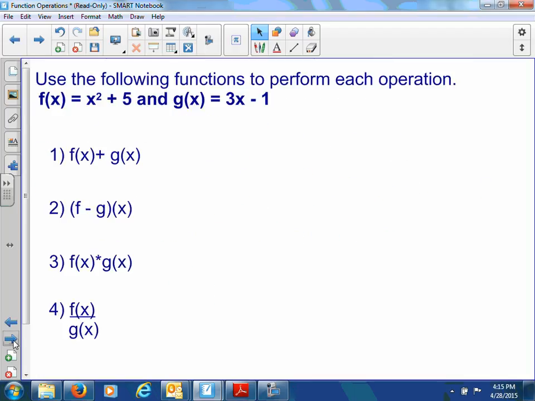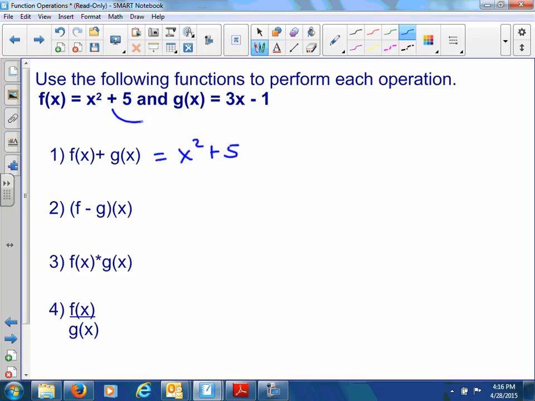Okay, looking at another example. We've got f of x and g of x here, and I want to add f of x plus g of x. That's going to give me x squared plus 5 for my f of x plus 3x minus 1 for my g of x. I'll combine like terms. There's no other x squared, so this becomes x squared. There's no other x term other than 3x, so plus 3x. And then I have 5 minus 1, which is 4.